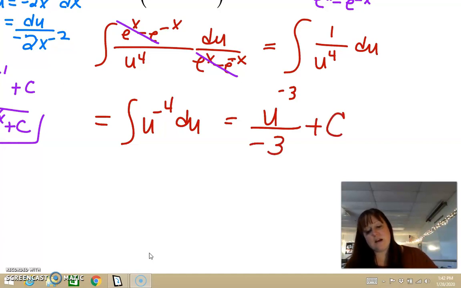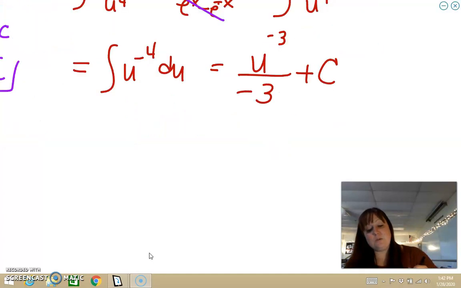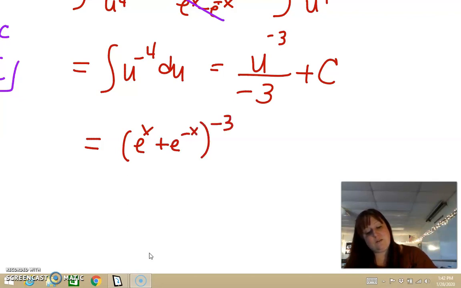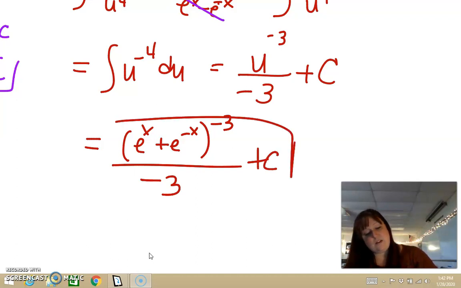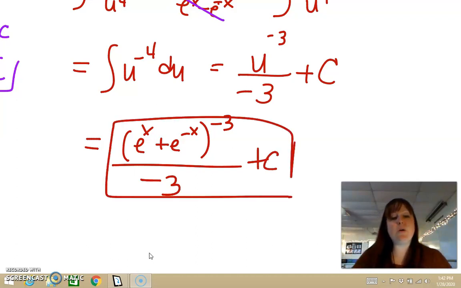That's easy, right? And then I just have to replace u because this is an indefinite integral. So my u is e to the x plus e to the negative x. So I have e to the x plus e to the negative x to the negative 3 over negative 3 plus c. And there you're done. Isn't that so easy?